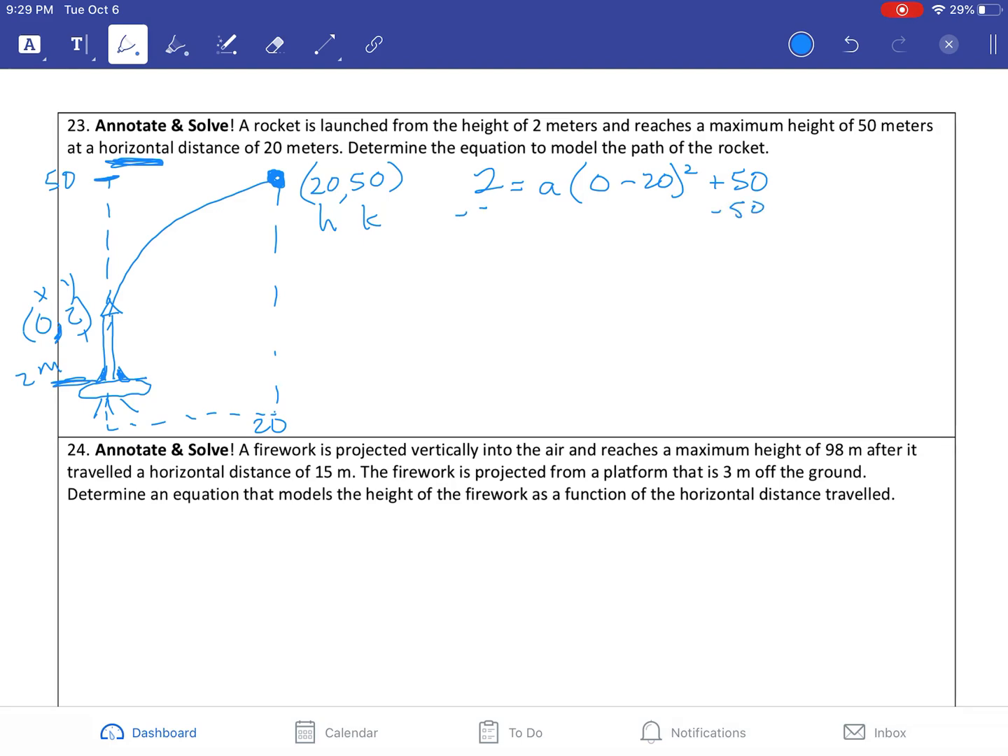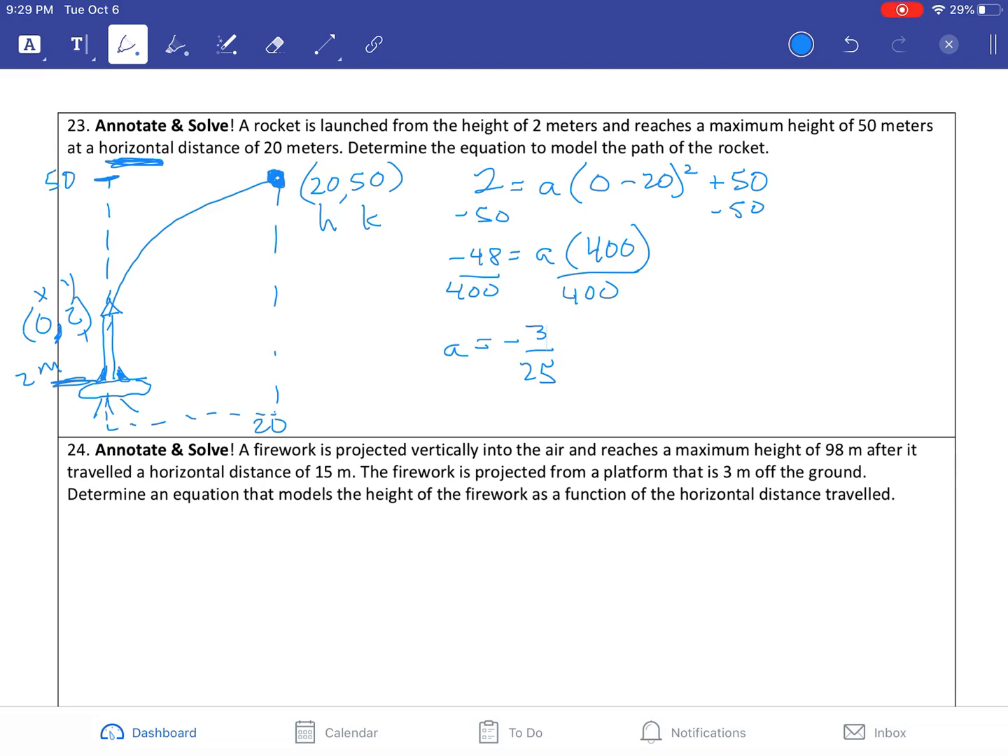I'm going to subtract 50, get negative 48 equals a times negative 0 minus 20, which is negative 20. And negative 20 squared is going to be 400. We divide both sides by 400. And using your calculator, you can reduce this fraction. Negative 48 divided by 400, then you hit math, enter, enter, and you get negative 3 over 25. So please make sure you reduce that fraction.